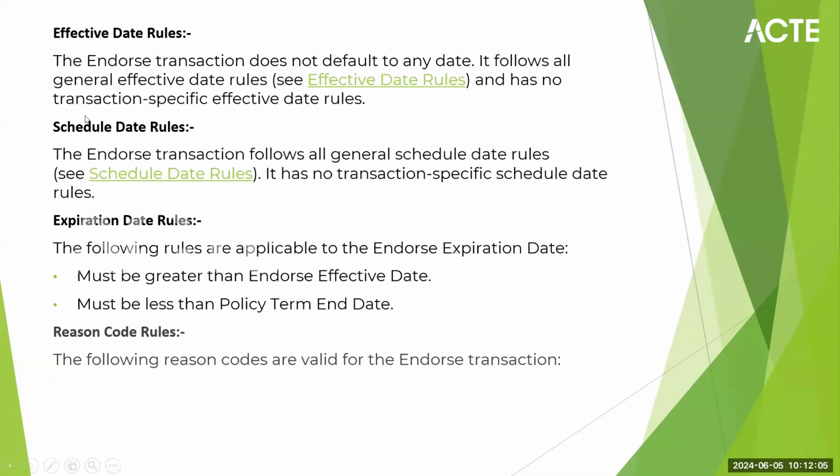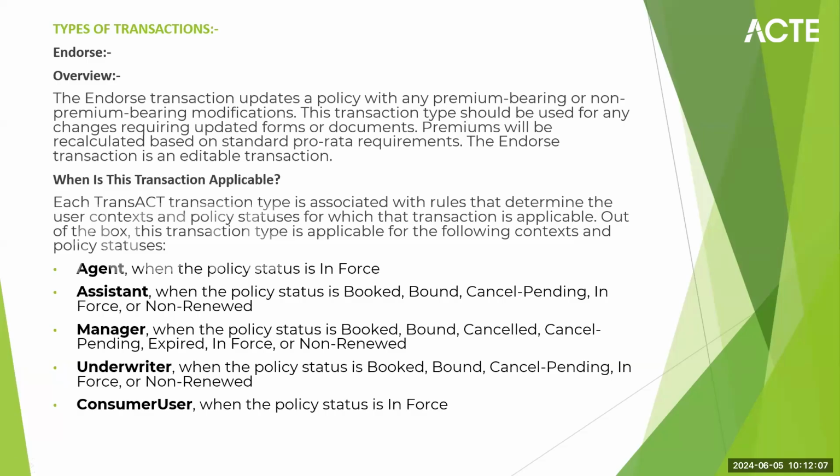What this endorse will do, the endorse transaction updates the policy with any premium bearing or non-premium bearing modification. The transaction type should be used for any changes required, updated forms or documents. Premium will be recalculated based on the standard pro rata requirement. The transaction is an editable transaction. Nothing but this endorsement transaction, the user can edit this transaction.